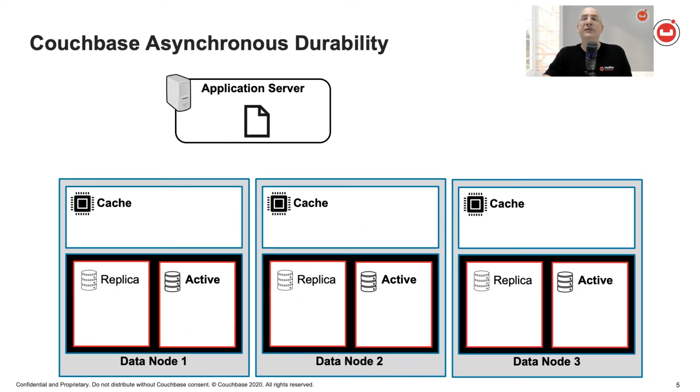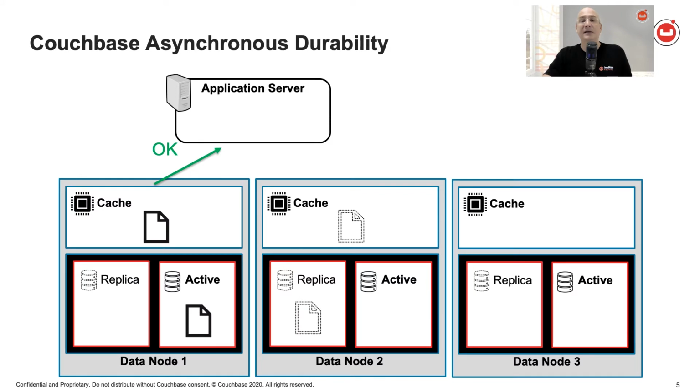Couchbase is tuned to give you incredible performance. By default, when a client is making a change, like adding a document, updating a document, or deleting a document, Couchbase will perform that change in the memory of the node that holds the active V bucket of the document. And then it sends an OK to the client. Then Couchbase replicates the document to another node asynchronously and saves the document to disk, again, asynchronously.